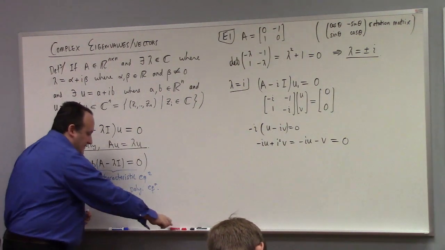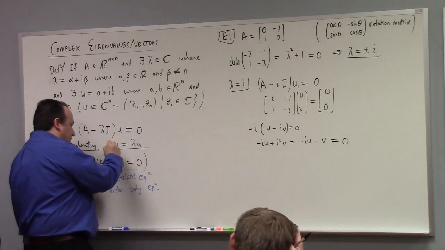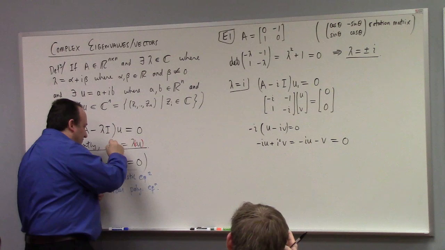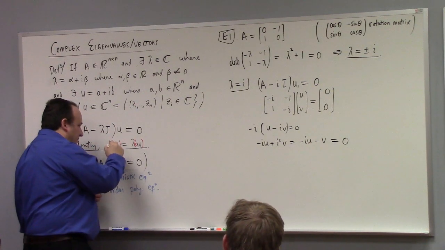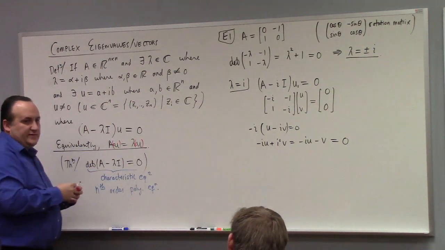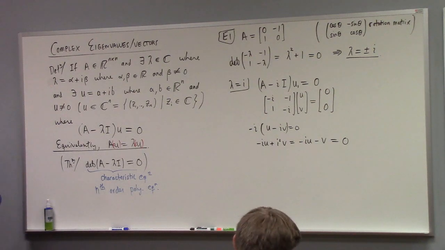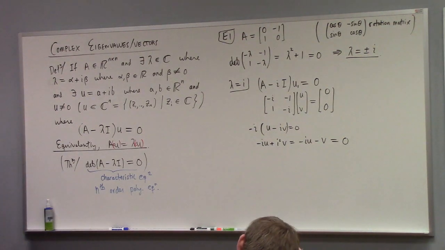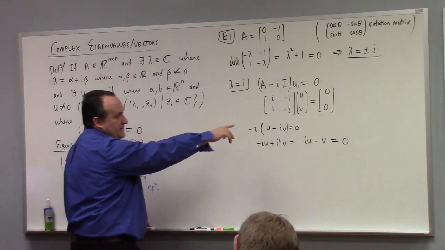Like, see this? I can just put a c here, if you can fit it in there. C times u, and it satisfies the same equation, right? So if you got one eigenvector, any scalar multiple of that will still be an eigenvector. And now I'm talking about complex scalar multiples. Okay, anyway, so good news, these are the same equation.